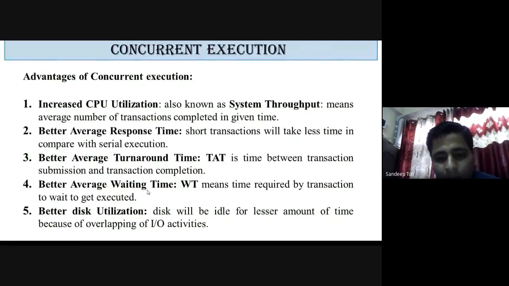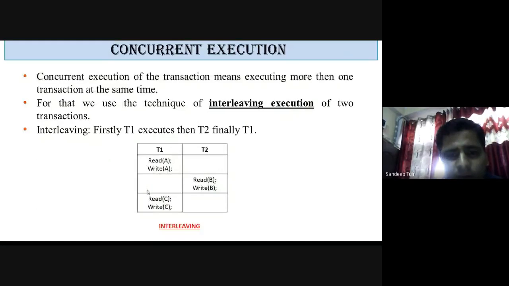Now, better average turnaround time. Turnaround time is the time between the transaction submission and the transaction completion. That again will become better in the case of concurrent execution. Better average waiting time: transactions need to wait less. Better disk utilization: the disk will be idle for less amount of time. So these are all the benefits or advantages of the concurrent executions.